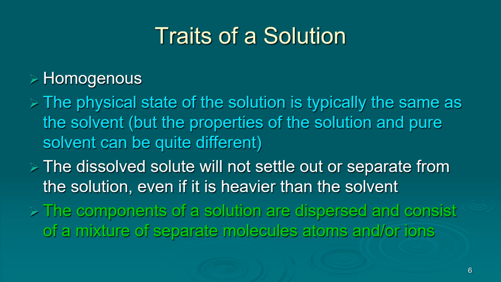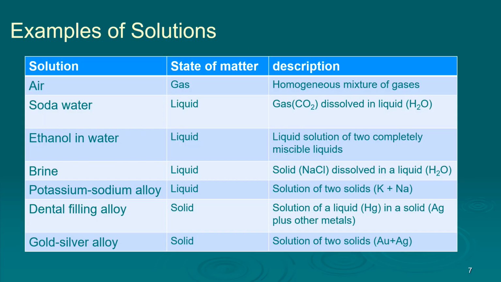And then finally, the components of a solution are dispersed and consist of a mixture of separate molecules and atoms or ions. So they're totally dispersed, evenly mixed, and consistent throughout. So here are some examples of some solutions.